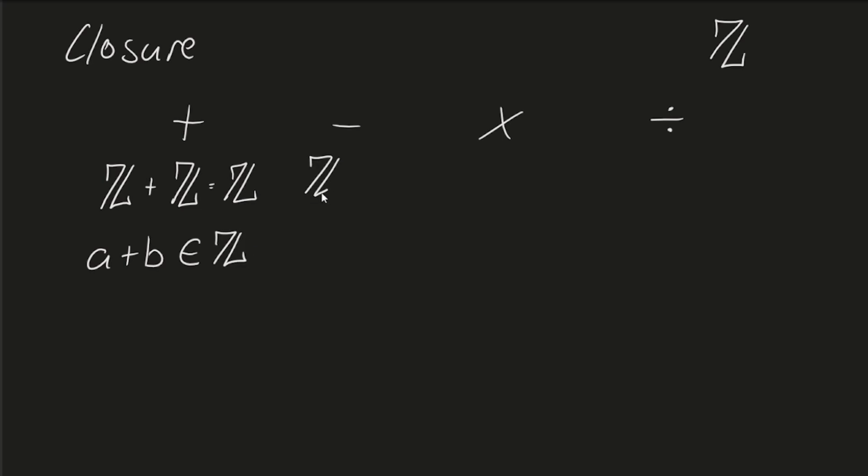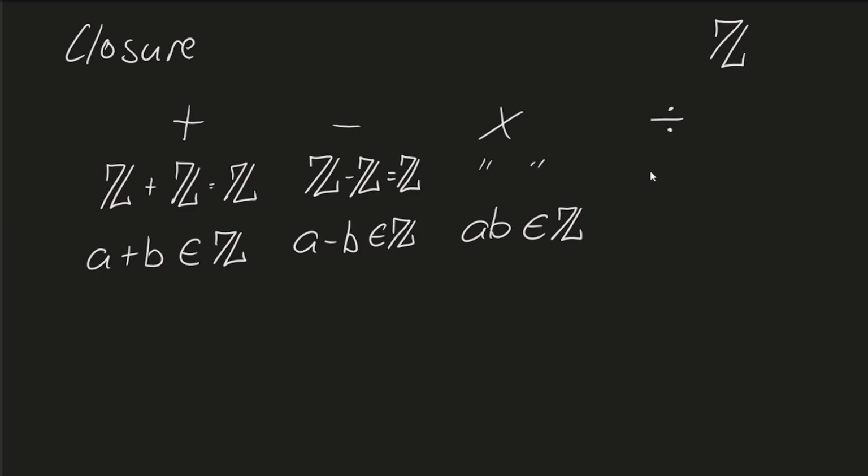It is also true for subtraction. If we find the difference of two integers, it will also be an integer. For multiplication, it is also true. When you multiply two integers, it will also give you an integer. But for division, it's not going to be true. If you're going to divide one integer by another, will it also be an integer? It will not always be true.